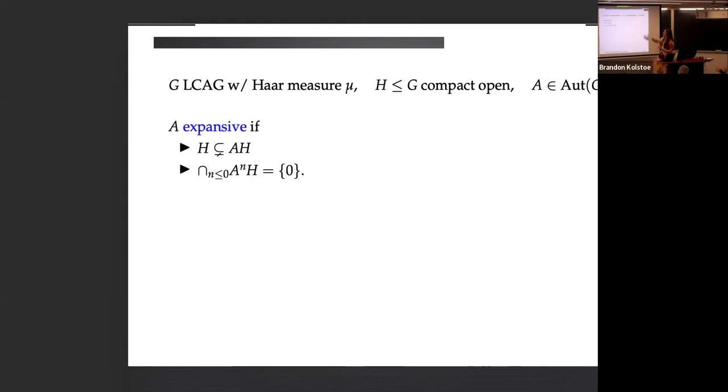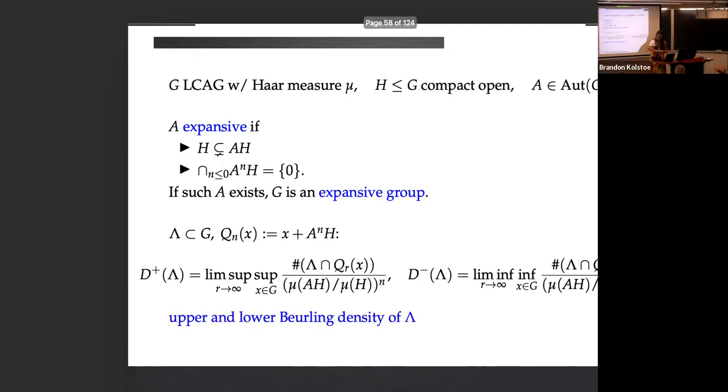So we say that A, this automorphism of our locally compact group G, is expansive if multiplying our compact open group by it expands it out. And also, if we take the intersection of all the negative powers of this automorphism applied to H, then we get precisely 0, the identity in our group. Okay, so if such an A exists, it's an expansive group.